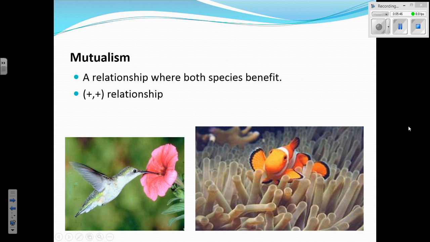So the clownfish benefits because it's protected. But then, because the clownfish is so brightly colored, it attracts prey for the sea anemone. And so the sea anemone can have its food. So it's a mutually beneficial relationship because the clownfish attracts food for the sea anemone to eat, while the sea anemone is protecting the clownfish from the predators that prey on it.